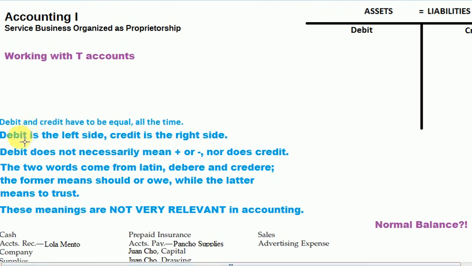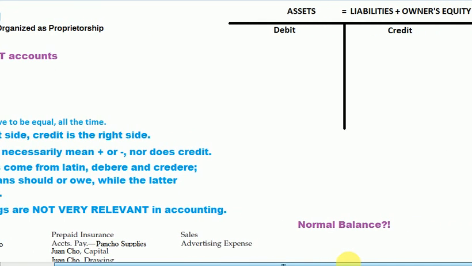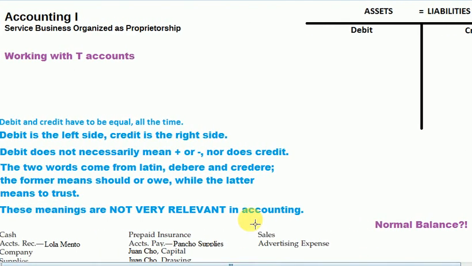And debit is the left side, credit is the right side. That's what we just see here. Debit to the left, credit to the right. The two words come from Latin, debere and credere. So debere is debit, credere is credit.